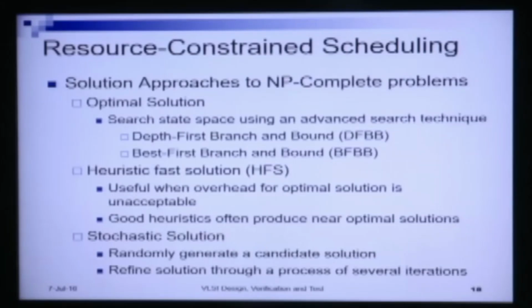We have been discussing resource constraint scheduling. The general problem of resource constraint scheduling is NP complete, and therefore different strategies for solving this scheduling problem exist. There are optimal solution strategies, heuristic fast solution strategies and stochastic solution strategies. So, before going into other algorithms, we will first try to characterize the problem by designing the ILP based problem formulation for the resource constraint scheduling problem.